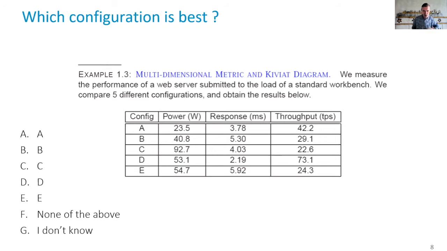For example, here is the result of the performance evaluation of a web server that is submitted to the load of a standard workbench. So we measured the response time to the request, the throughput, how many transactions per second the web server is able to satisfy, and the power consumption here. And I have 5 different configurations that I call A, B, C, D, E. Which one do you think is the best?